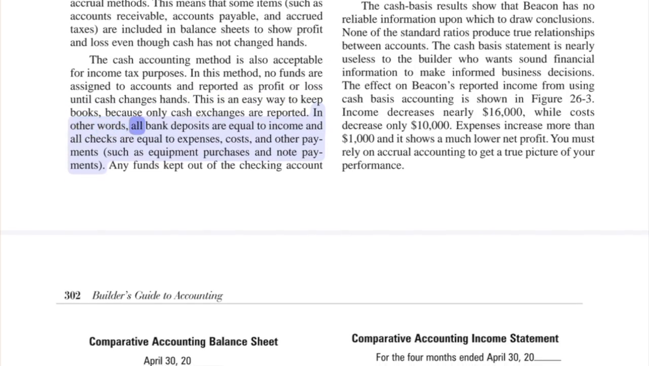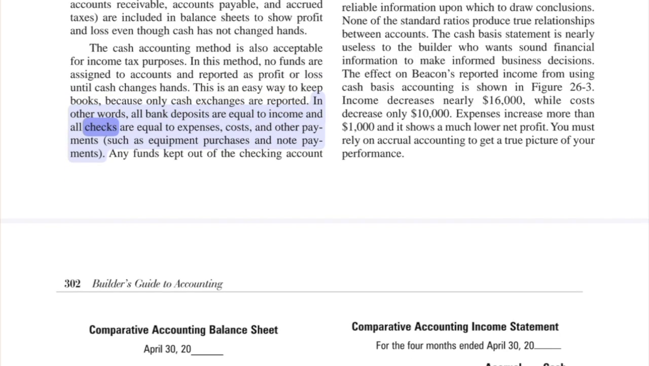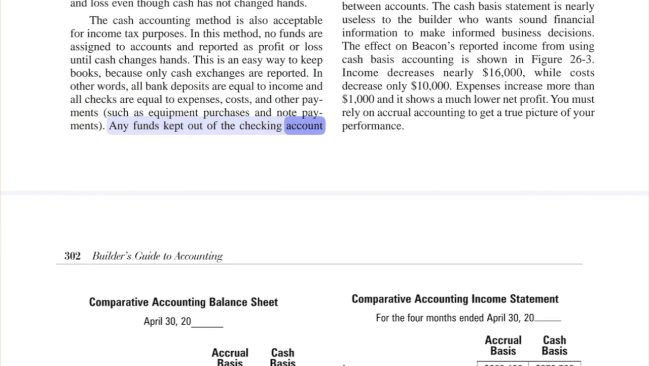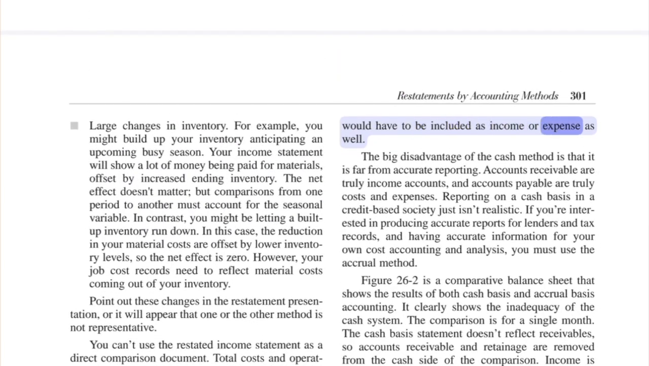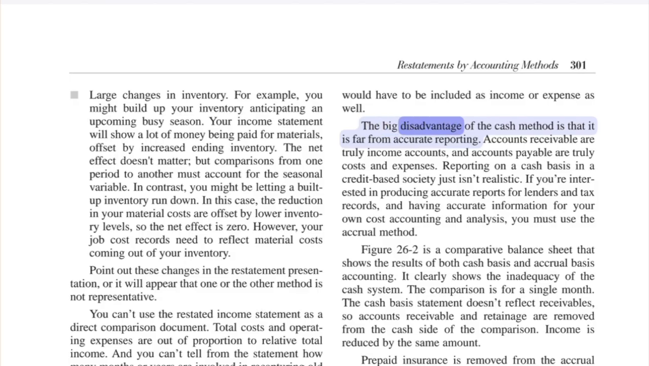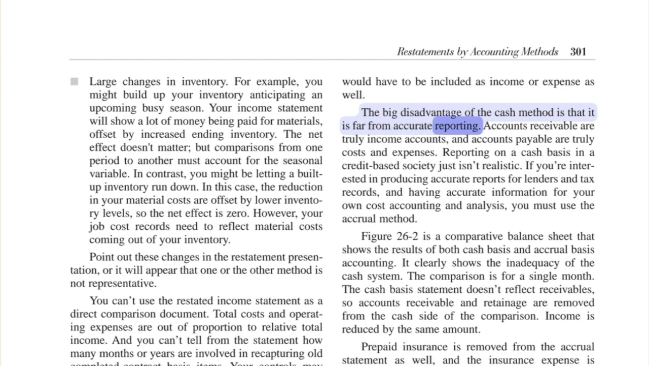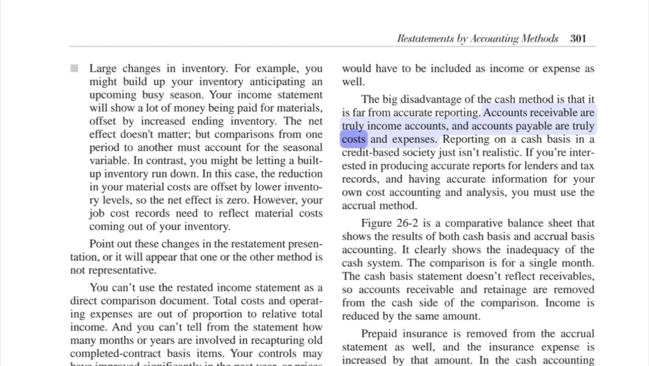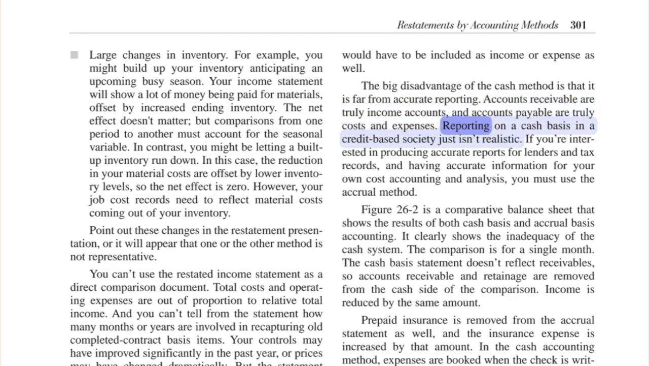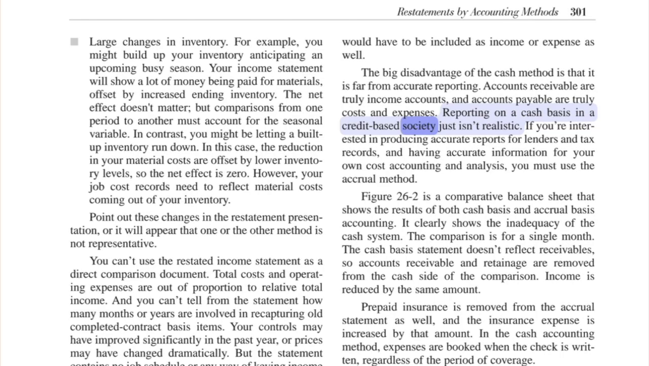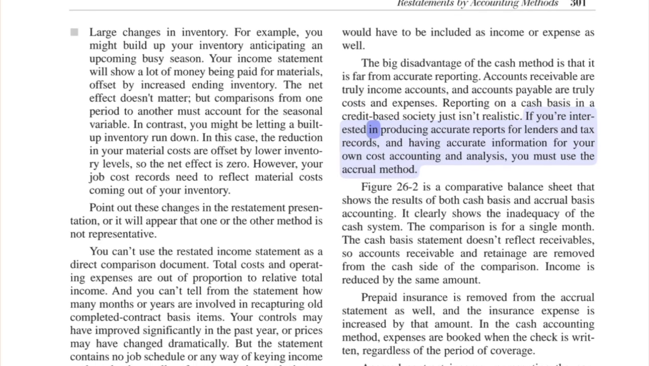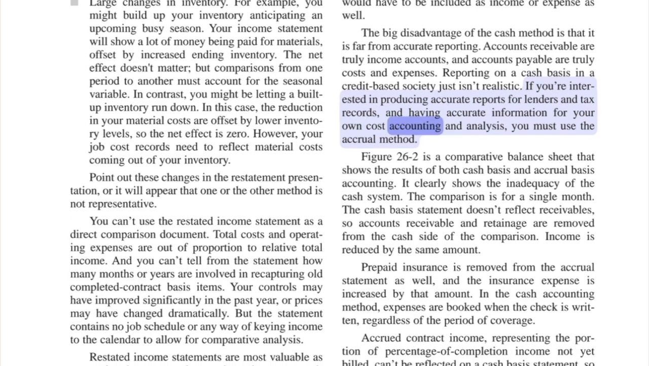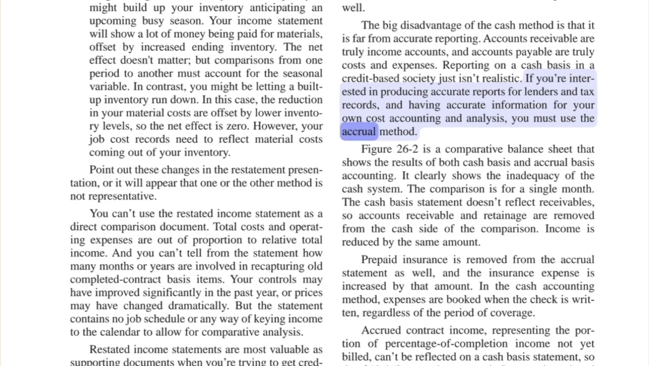In other words, all bank deposits are equal to income, and all checks are equal to expenses, costs, and other payments. Any funds kept out of the checking account would have to be included as income or expense as well. The big disadvantage of the cash method is that it is far from accurate reporting. Accounts receivable are truly income accounts, and accounts payable are truly costs and expenses. Reporting on a cash basis in a credit-based society just isn't realistic. If you're interested in producing accurate reports for lenders and tax records and having accurate information for your own cost accounting and analysis, you must use the accrual method.